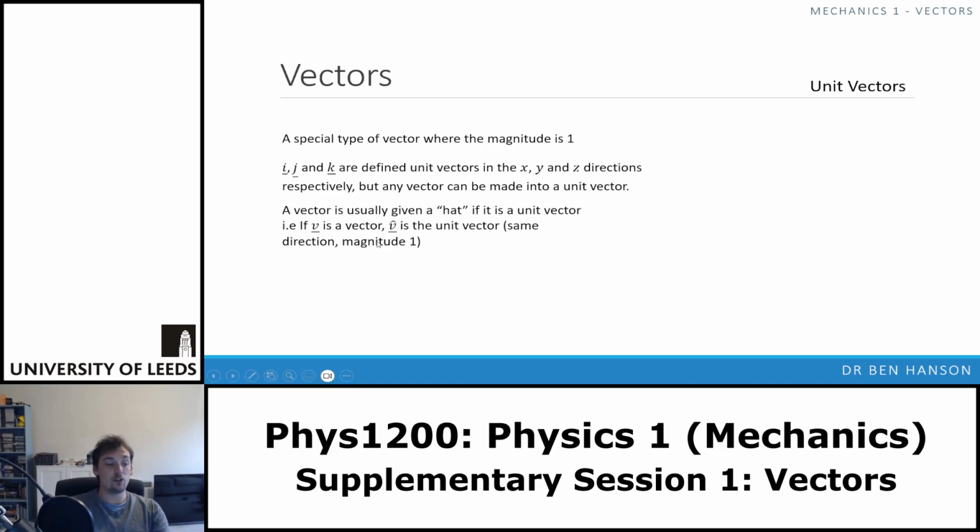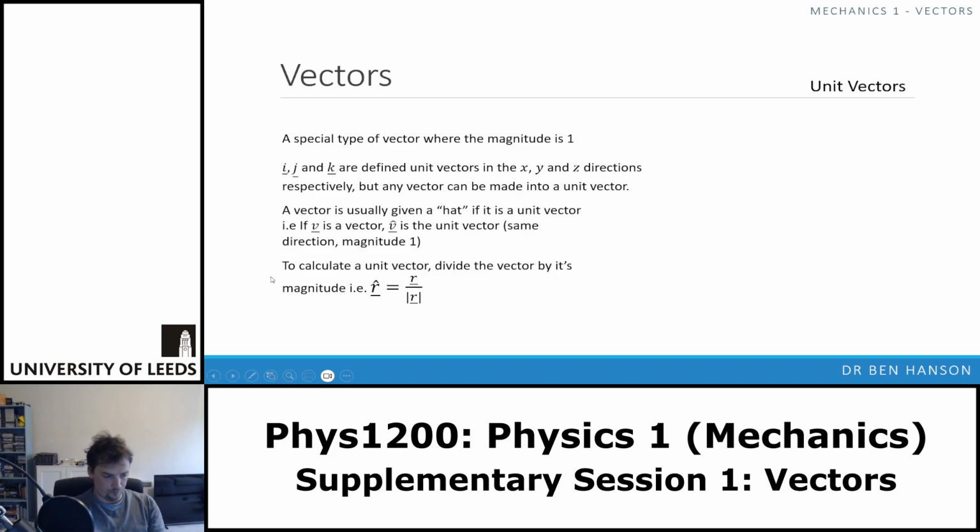In general, though, we can make any vector into a unit vector. I can put something in this direction and scale it down so that it has a size of 1 instead of whatever it had before. In that case, it's usually given a little hat symbol. So if v is any vector, not i, j, and k now, but literally any vector in any direction, v hat is the unit vector corresponding to that vector. Imagine some vector, and if I scale it down so that its magnitude is 1, that's a unit vector. Same direction though.